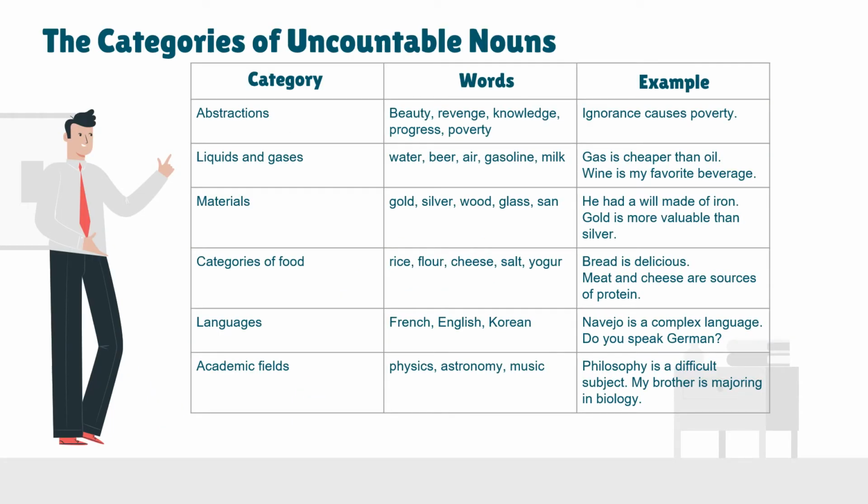The categories of uncountable nouns are, first, abstractions. For example, beauty, revenge, knowledge, progress, poverty. Here is a sentence as an example. Ignorance causes poverty.